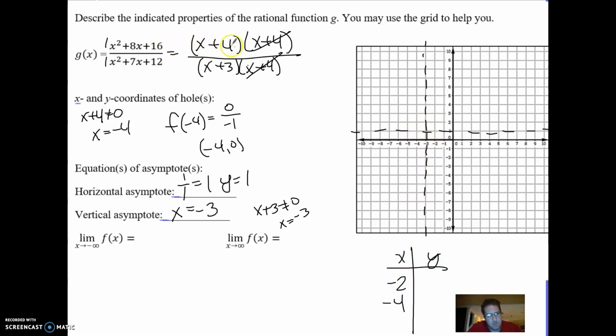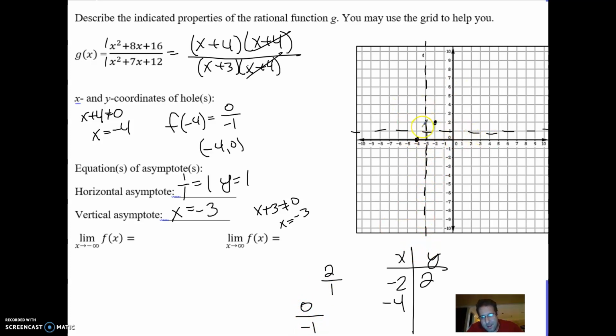Put -2 in. -2 plus 4 makes 2. -2 plus 3 makes 1, so that becomes 2. So (-2, 2) would be right there. -4 plus 4 makes 0, and -4 plus 3 makes -1, so that's 0. So (-4, 0) is another point.